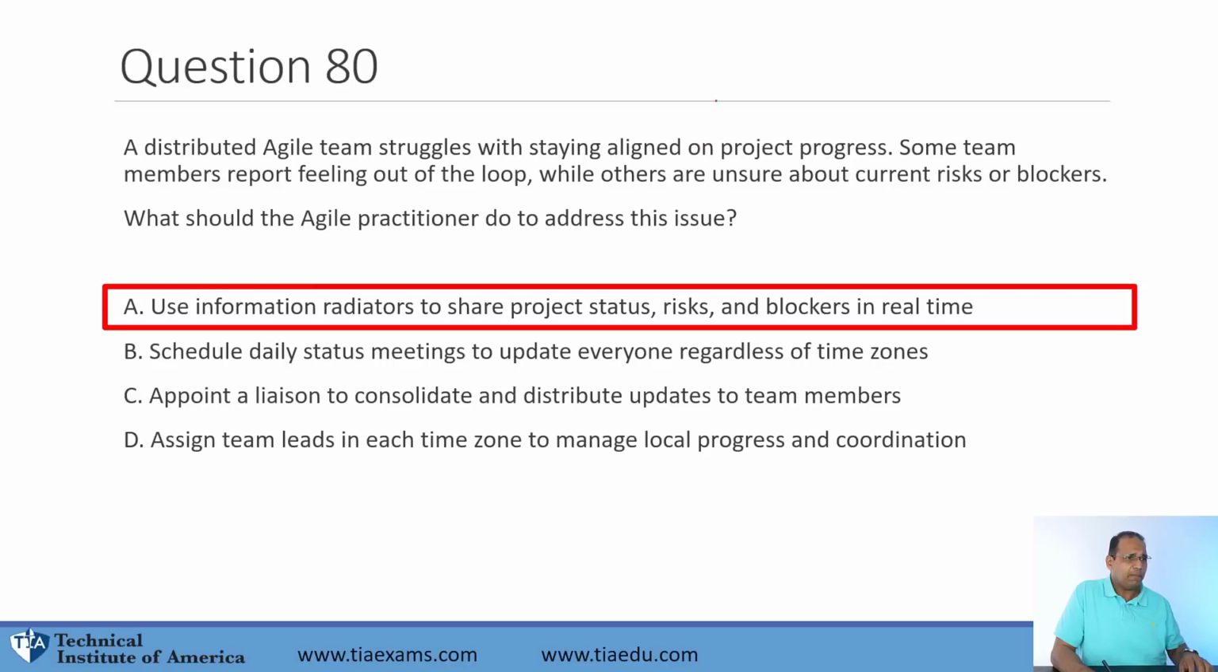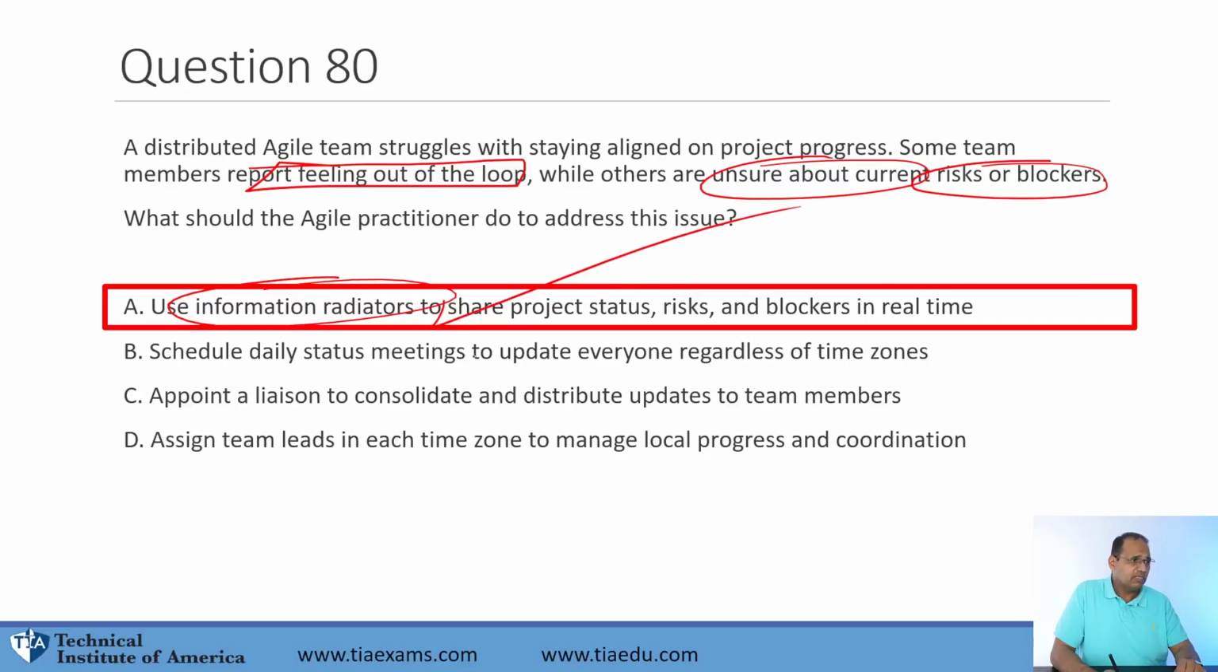This is correct. Now, you notice they're feeling out of the loop. They're unsure about risks or blockers. That means they're unsure what's happening. What can we use? Well, let's use some information radiators, like large charts, burn up and burn down charts, team velocity, something like that. Maybe some kind of risk charts also that we covered. So this here would be good to use.